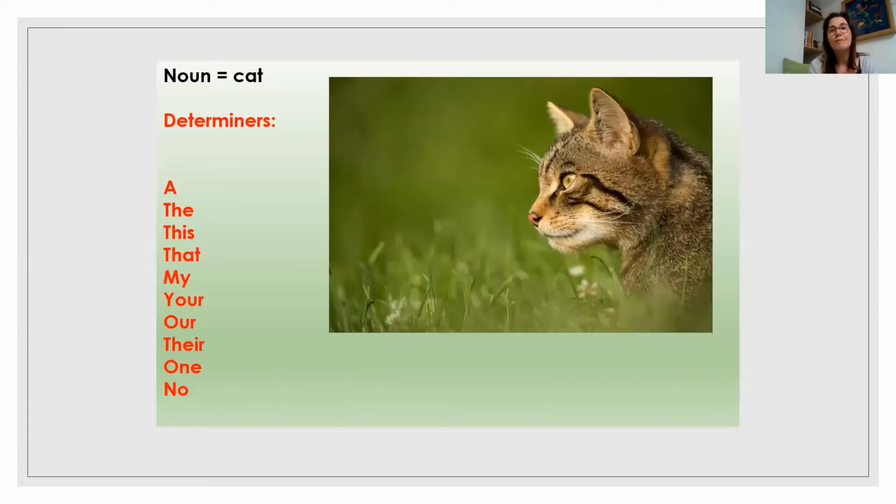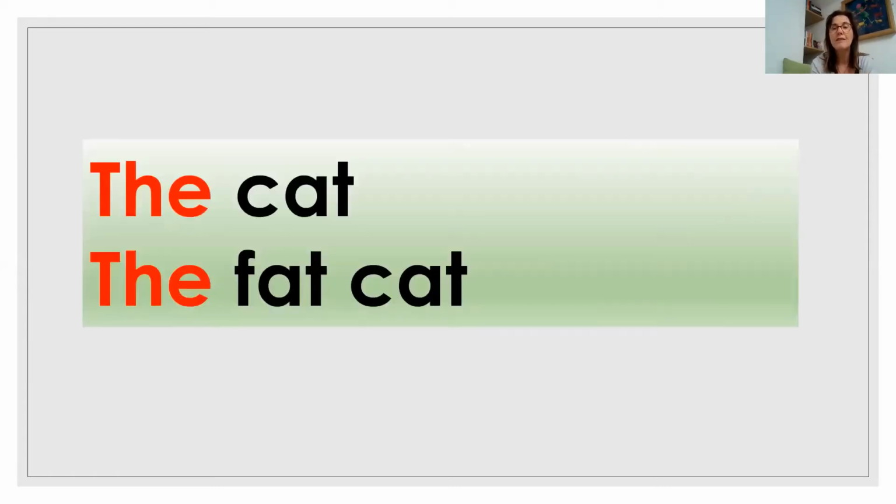So, for example, if the noun in the sentence is cat, let's have a look at some of the determiners that might go before that. A cat. The cat. This cat. That cat. My cat. Your cat. Our cat. Their cat. One cat. Or no cat. So there are different types of determiner. Notice from this PowerPoint that they go before the noun. Let's have a look at the next slide.